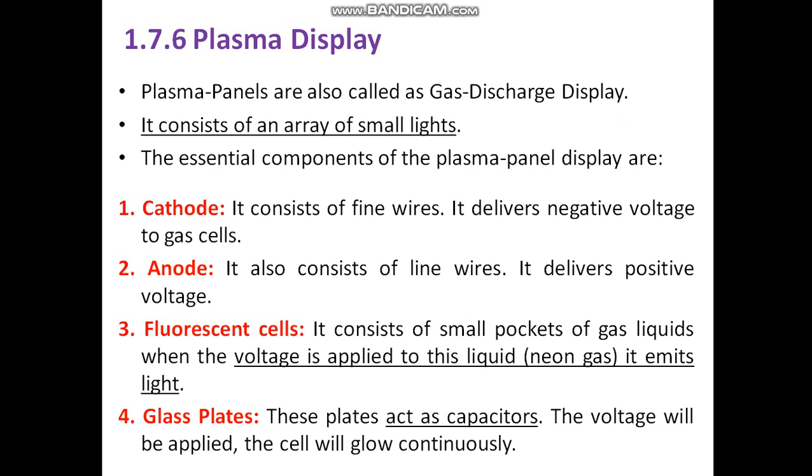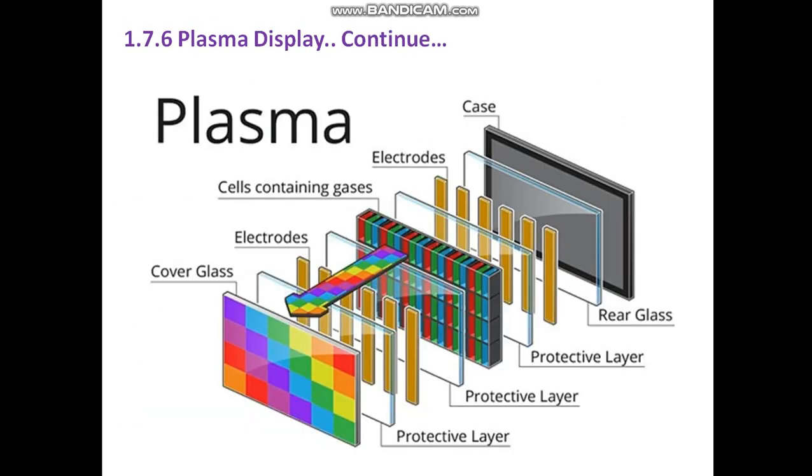And the fourth one is the glass plates. These plates act as a capacitor, and when the voltage is applied, the cell will glow continuously. To sustain this glow, we apply a voltage of 90 volts across the cell. Then here is the working of the plasma display.